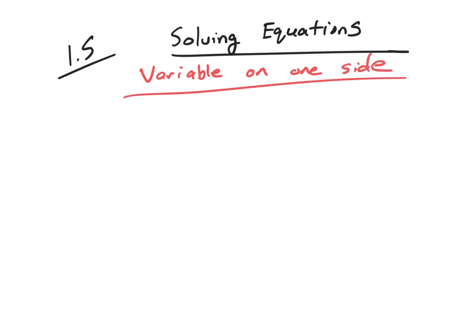If I see one with a variable on one side, and it really doesn't matter what side that variable is on, these should be pretty straightforward. We're just solving a two-step equation here, trying to get x by itself. And so here we would subtract 3, always do the opposite operation, divide by 2, x equals 2.